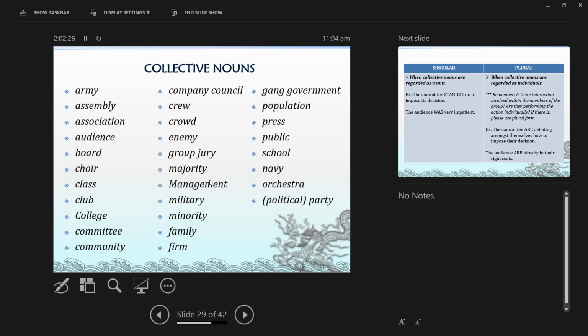Write it, the college. The college is more pressuring compared to high school. Okay? Iniba ko lang yung structure, pero yun din yung meaning ng example mo.